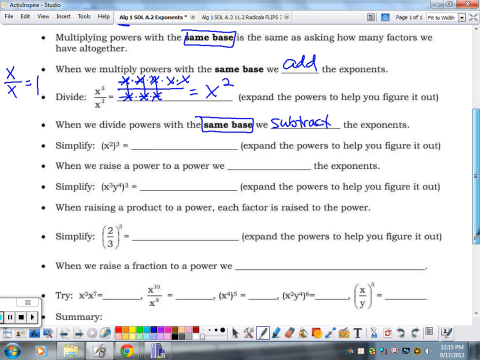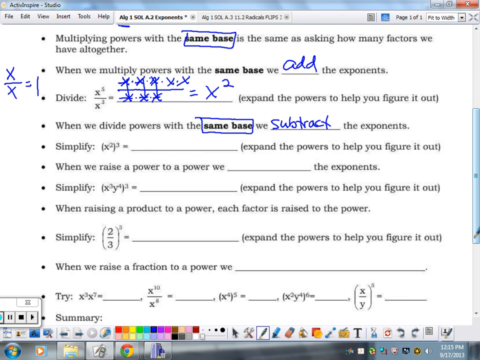Let's look at this example. I've got x squared and I'm raising it to a power: x squared to the 3rd power. Let's expand it, because I think it's a little hard to see. That means I have 3 factors of x squared. Isn't that what that means? If you take x squared, that's my base, and I have 3 factors of it. Do we agree? Okay.